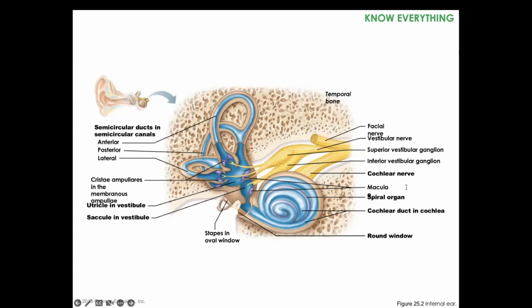In the cochlear portion, there is the cochlear duct inside the cochlea. The cochlear duct makes the spiral shape that gives it a snail shell shape. And on the inside of the cochlear duct is the spiral organ.